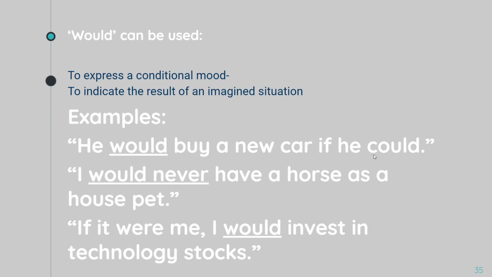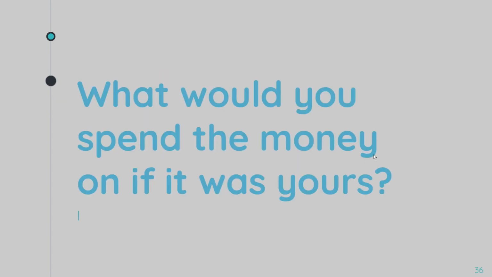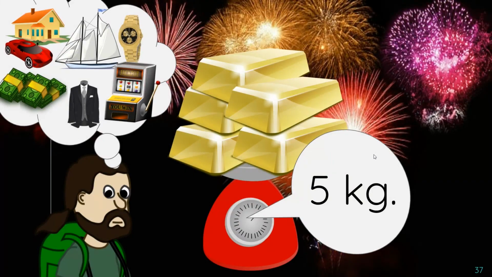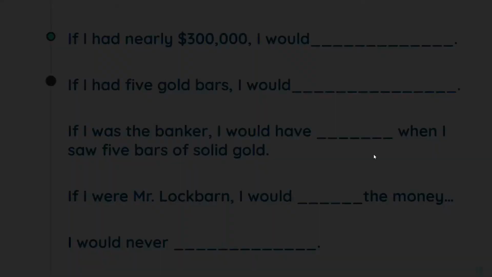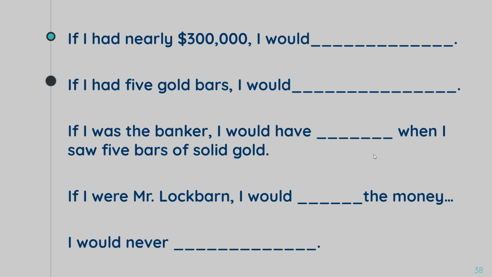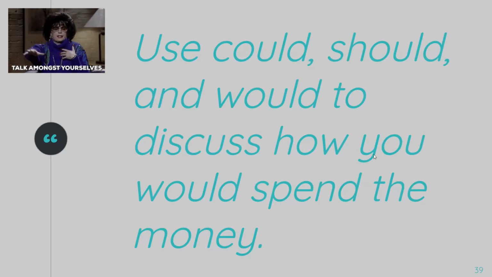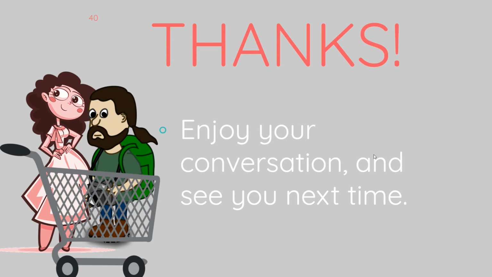All right, and then the last modal verb we'll look at is would. Would is a conditional mood to express the result of an imagined situation. So he would buy a new car if he could, or I would never have a horse as a house pet, right? Would is similar to will. So what would you spend the money on if it was yours? Talk about this, write some sentences, fill in the blanks, say them out loud, right? And then when we're in class, we'll talk about all of this.